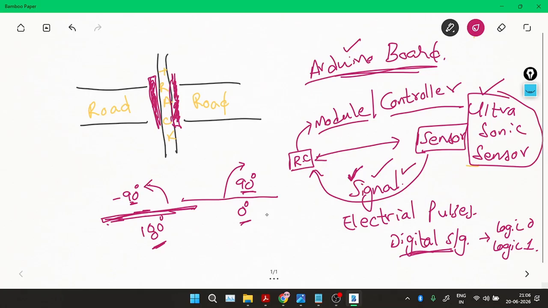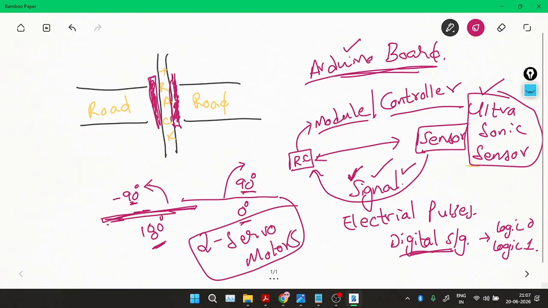So our basic setup is you will be having an ultrasonic sensor and you have an Arduino board, and for the rotation of the gates you will be using two servo motors in order to open and close the gates. So that's the basic idea. If you go for the setup, I will just give you a rough diagram here. Definitely, we will discuss the pictorial representation also.